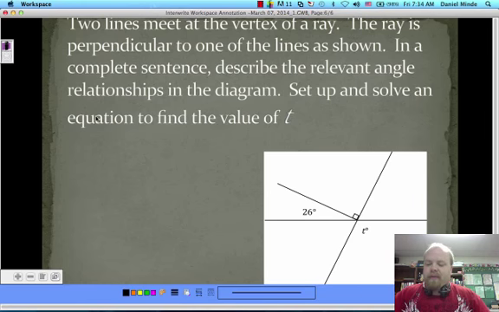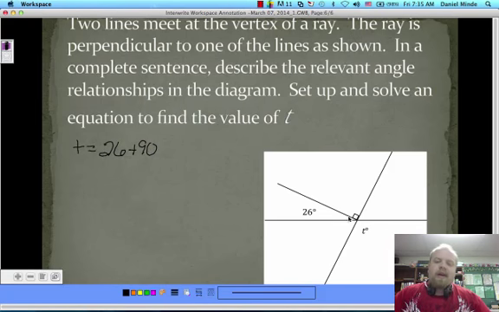Well, first off, I can see that angle T is going to be vertical to this angle of 26 degrees and this angle of 90 degrees. So I'm going to use my vertical angles equation, which I know means I can set these two angles equal to this angle, and that's going to help me solve. So I have angle T equals 26 plus 90.